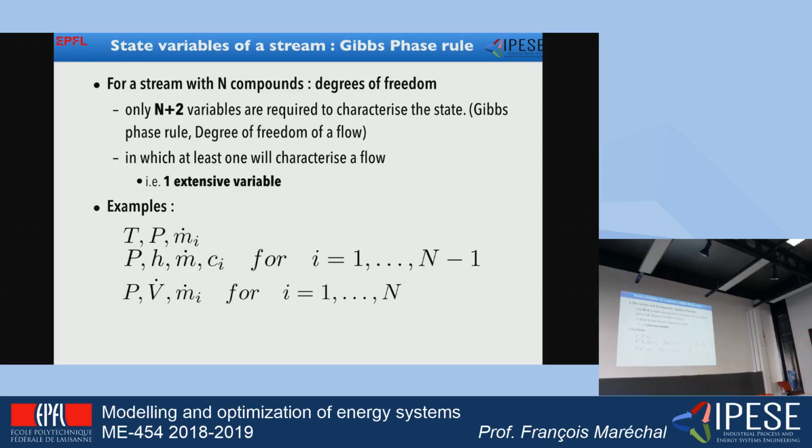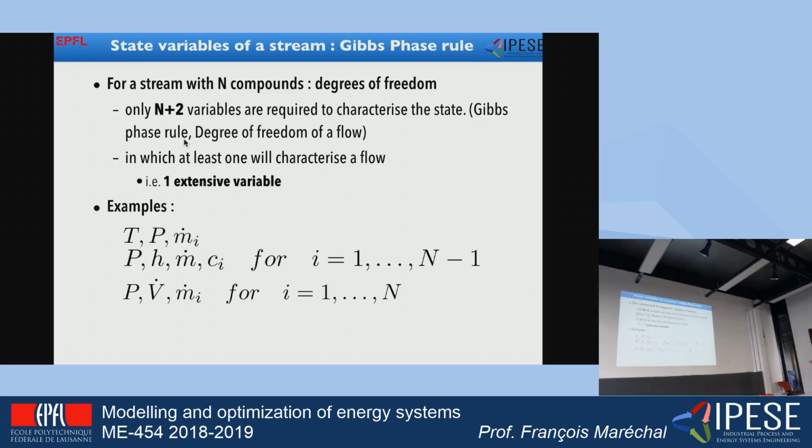So this is the number of degrees of freedom. n+2 variables are required to characterize the state. As soon as you give me the temperature, the pressure, the flow, and the partial flows, because I have n compounds, then I will be able to characterize the state. If you give me the composition, so it means fractions, then all the composition fractions minus 1, plus the total flow, makes n values, plus the temperature and the pressure, and I will be able to characterize the state.